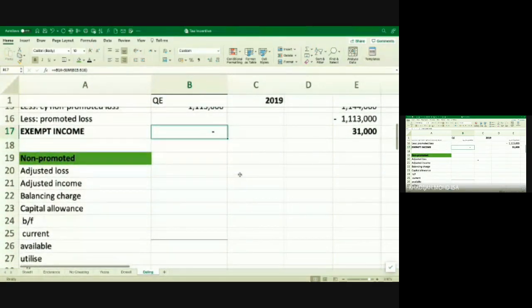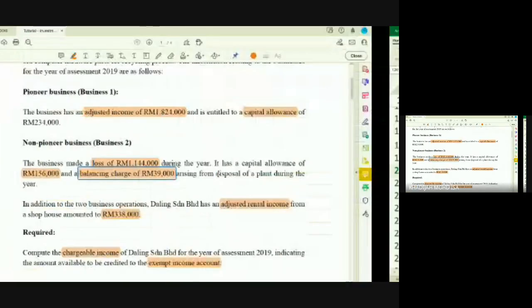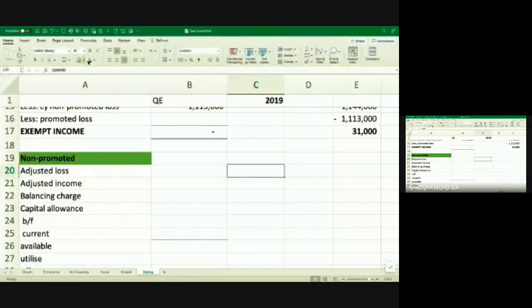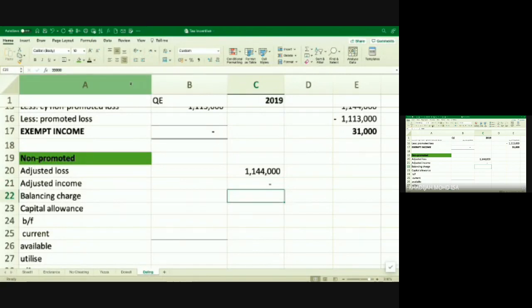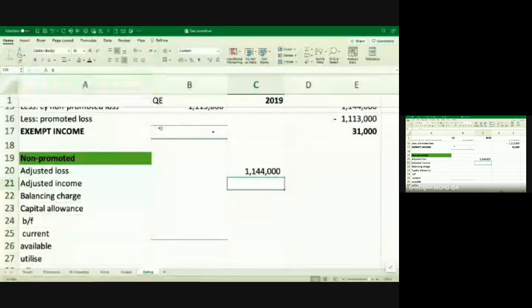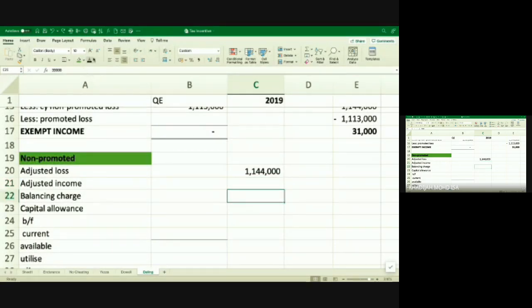For your non-promoted business, how much is your adjusted loss? Again, it was 1,144,000, right? Because of that, you have zero adjusted income, but you do have a balancing charge. I think that is 39,000.